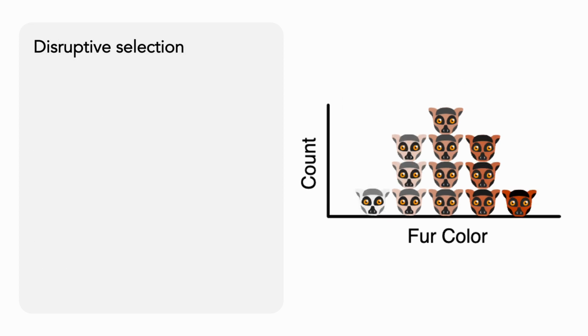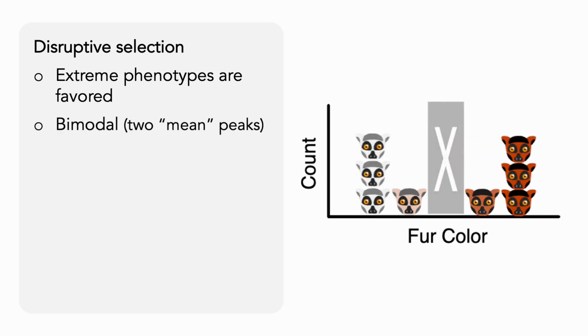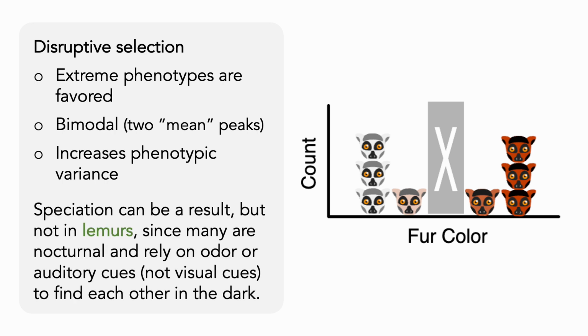Finally, we have disruptive selection, in which case it's the extreme phenotypes that are favored. Disruptive selection results in a bimodal distribution. It looks like it has two means or peaks. Ultimately, this type of selection increases phenotypic variance. Now, speciation can be a result of disruptive selection, but probably not in lemurs specifically. Many lemurs are nocturnal and rely on odor or auditory cues rather than visual cues to find each other in the dark. In that case, their fur color might not matter and may not be under selection at all.